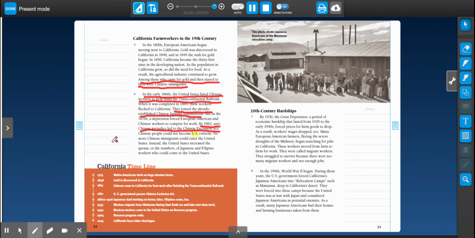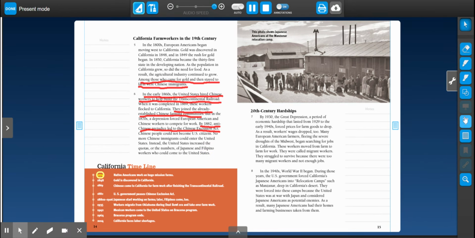Chinese people could not become U.S. citizens. No more Chinese immigrants could enter the United States. Instead, the United States increased the quotas, or the numbers, of Japanese and Filipino workers who could come to the United States.